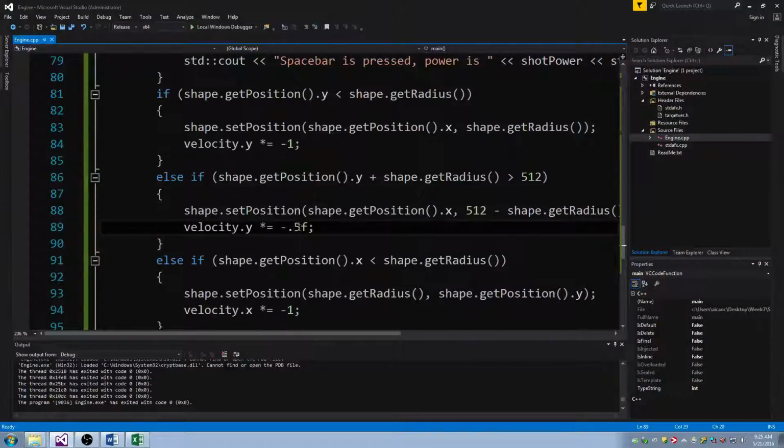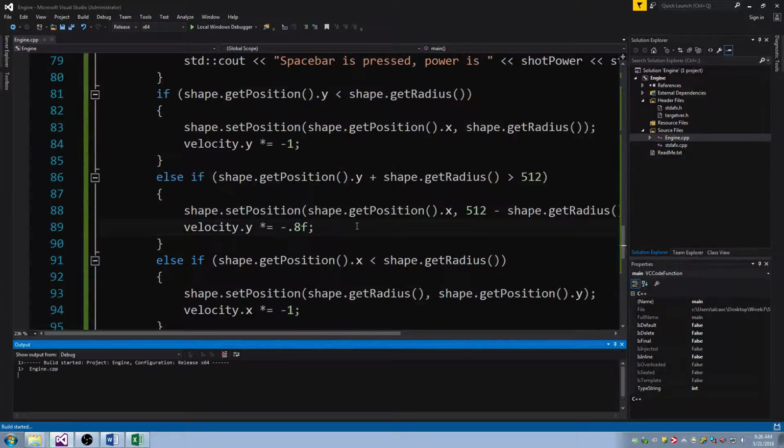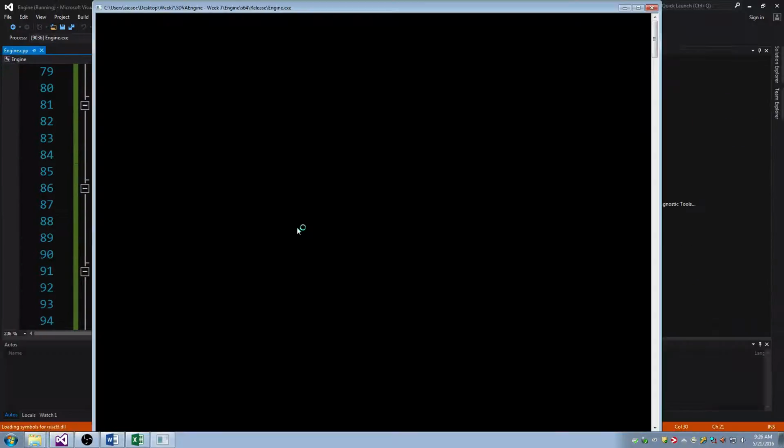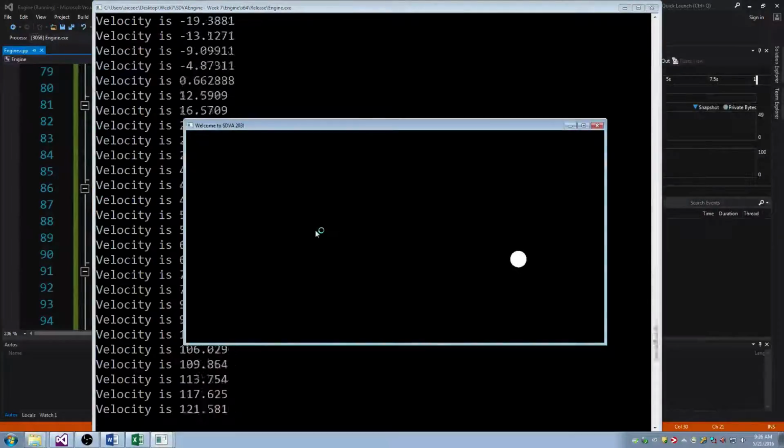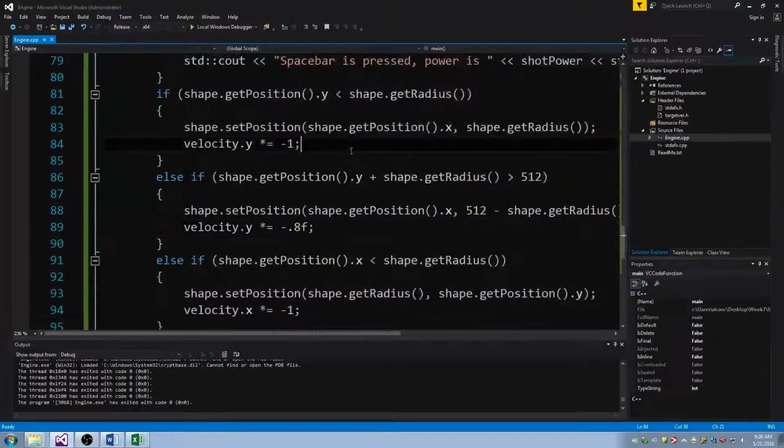This number here represents how much of the previous velocity we keep whenever we bounce. So if I change this to be 0.8, it'll bounce a little higher. It'll still eventually slow down. And then it'll settle in and then start rolling around. Okay?